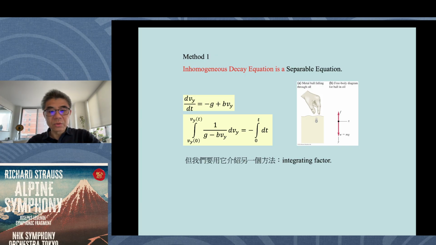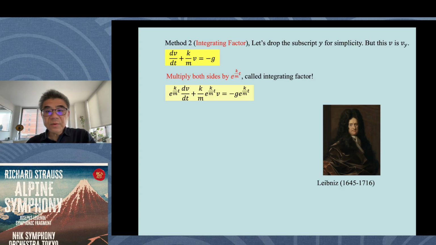However, I'm not going to sit down and finish the calculus, but we are going to introduce another new method we call integrating factor. This integrating factor was invented by Leibniz about 400 years ago. You remember Leibniz is one of the mathematicians who invented calculus, differentiation, with Newton. So this method is very old and historic, and it's very, very beautiful.